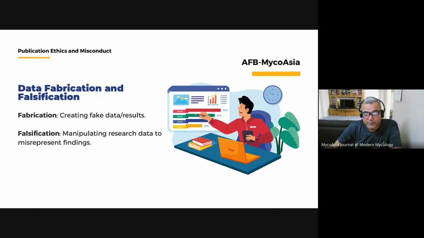Then another type of misconduct is falsification. You probably have the original data set, but when you analyze, you exclude certain data which may not be fitting into your hypothesis testing, or something like that. So you manipulate research data in such a way that you misrepresent the findings. So these are 2 serious issues: data fabrication and data falsification.